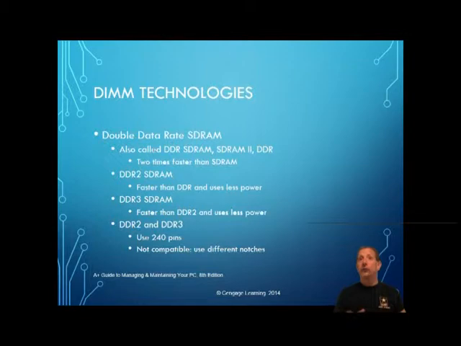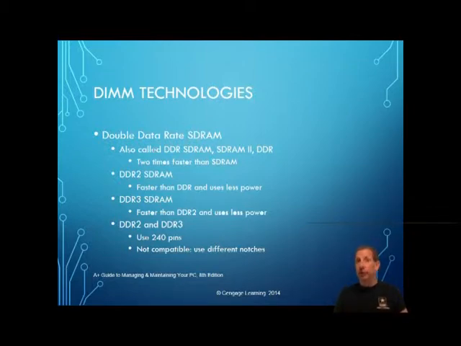Now, DDR runs twice as fast as regular SDRAM, has one notch, and uses 184 pins. Instead of processing data for each beat of the system clock, as regular SDRAM does, it processes data when the beat rises and again when it falls, doubling the data rate of memory. Now, if a motherboard runs at 200 megahertz, DDR memory runs at 400 megahertz.